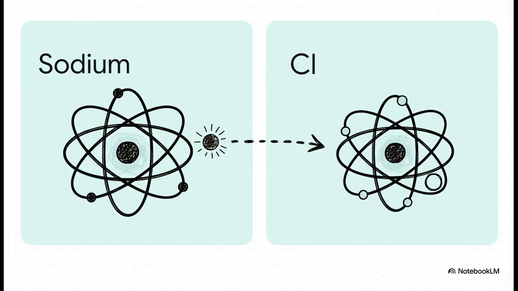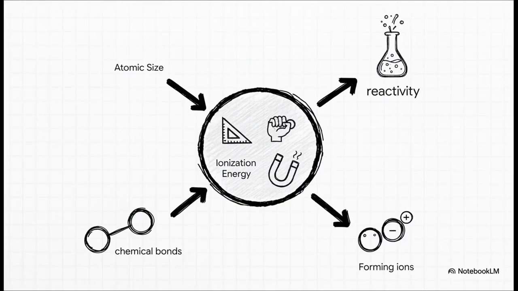Now contrast that with chlorine on the right. It's small, has an iron grip, and a powerful attraction. What does it want? It desperately, desperately wants to gain an electron. And that right there is the whole shebang. This is the bottom line. By just understanding these three simple connected trends, we can predict an element's entire chemical personality.